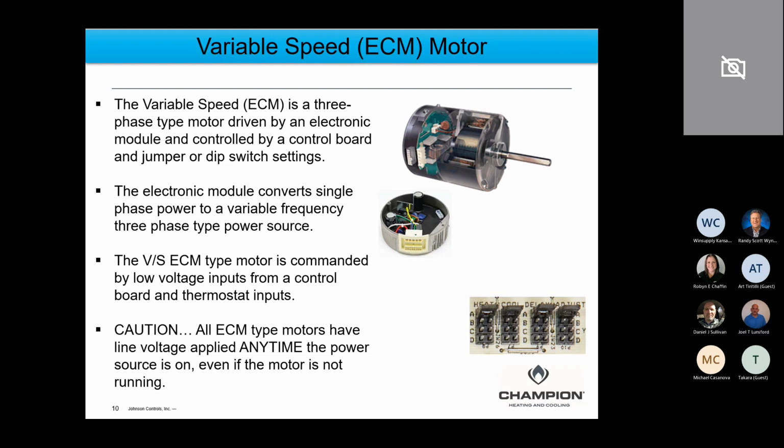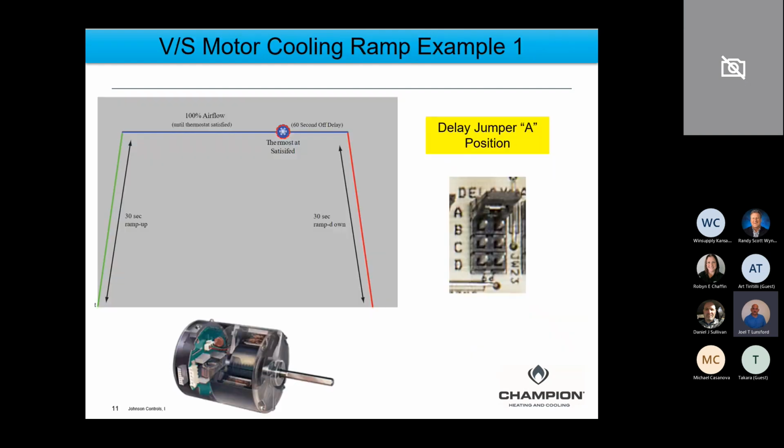Okay. So as we said, the variable speed ECM motor does have a control board that we can actually set up some different airflow profiles and different airflow settings. And let's go ahead and talk a little bit about those. As a matter of fact, I've got a couple examples here. And so the variable speed motor, because it has a control board, jumper, or dip switch settings, the one setting that Dan was actually talking about a second ago is what we call the delay jumper.